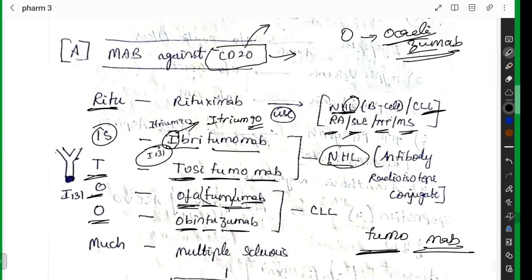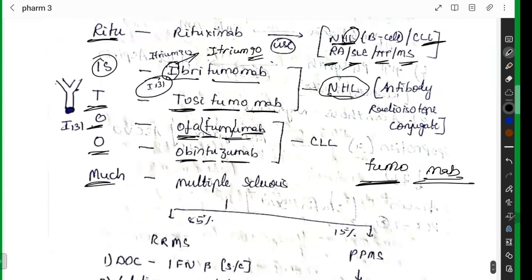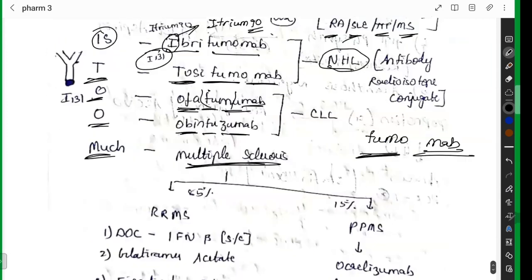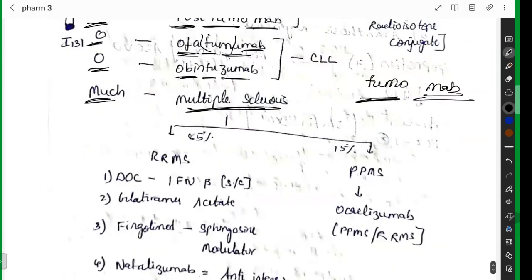Okay, then finally M stands for multiple sclerosis. Remember, in multiple sclerosis, there are basically two types. What are the two types? Listen carefully. You're going to have the relapsing and remitting type. What is RRMS? It is nothing but the relapsing and remitting type.